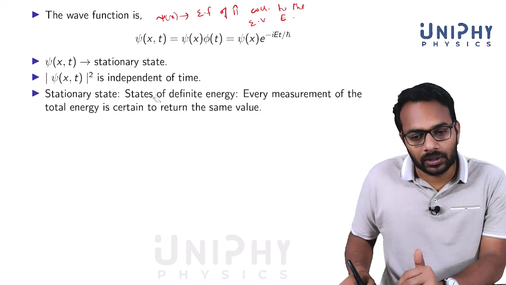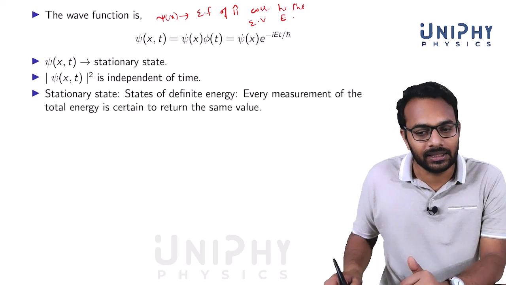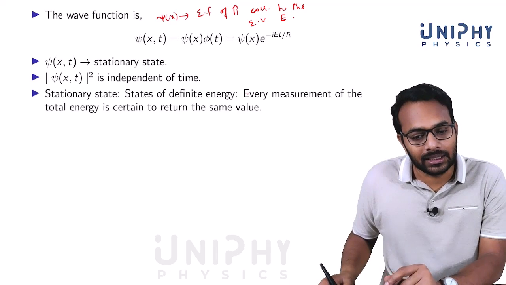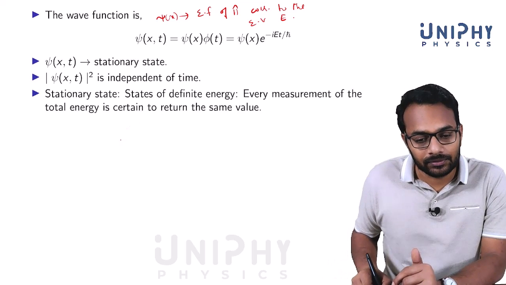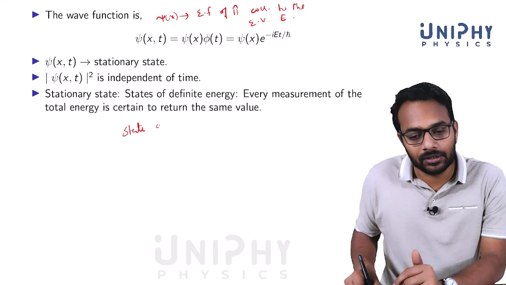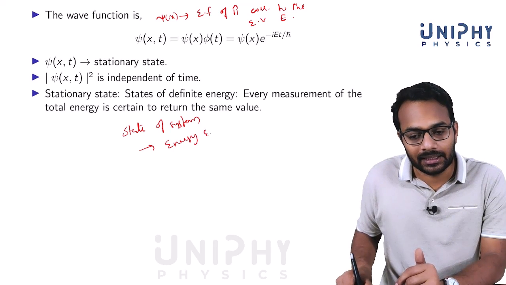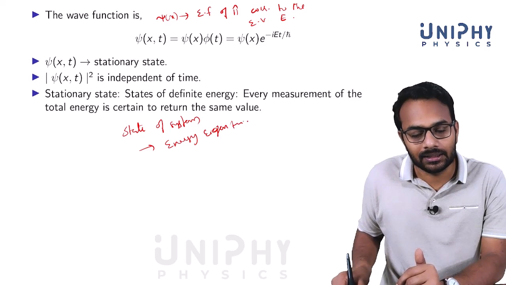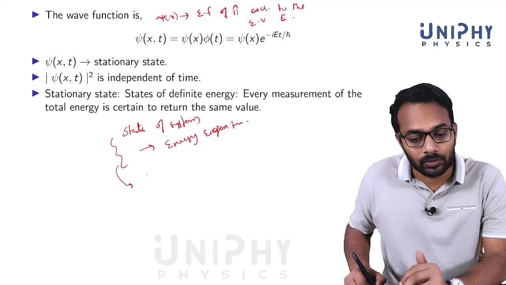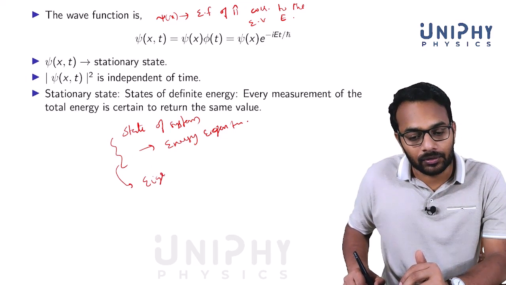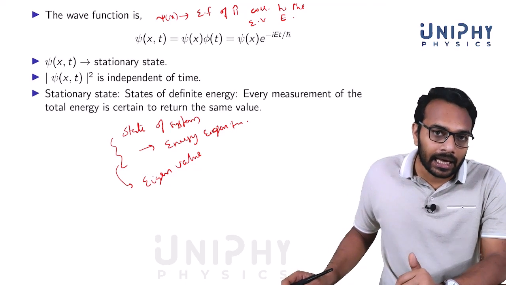Also, you have to understand that stationary states are states of definite energy. If you make a measurement of the total energy, you will always get the same value with probability 1. So if the state of the system is represented by an energy eigenfunction, then whenever you make the energy measurement, the answer you will get will be the corresponding energy eigenvalue. This is one of the postulates that we discussed earlier. What we will get is the energy eigenvalue.